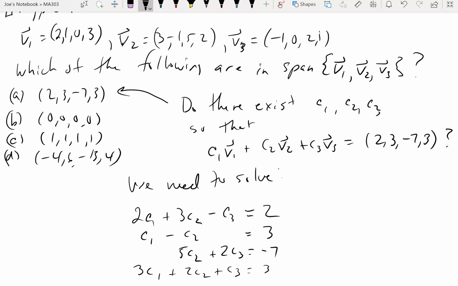Good, cool. Everybody see where that system of equations is coming from? We're just equating components on the left and right side. Just like it was on the video, except that on the video, since we were doing linear independence, we had 0 on the right-hand side every time. It's the same concept though.